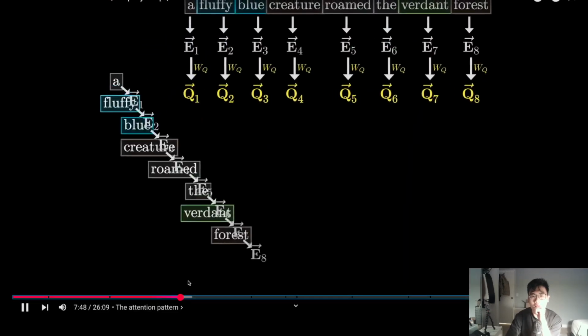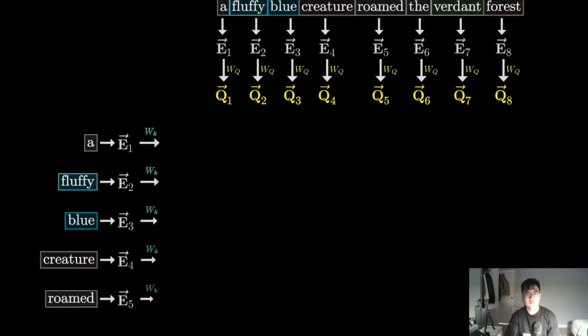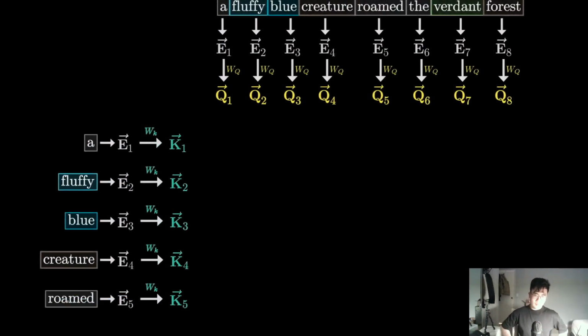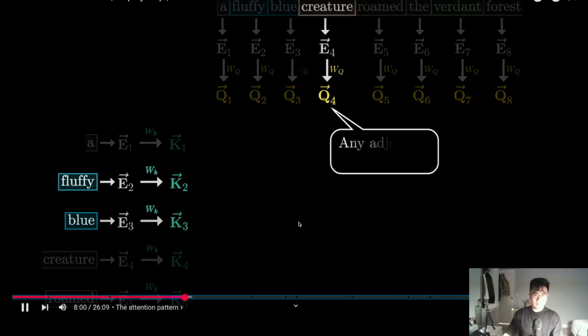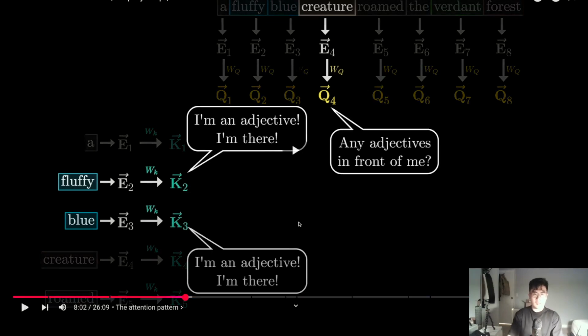At the same time, associated with this is a second matrix called the key matrix, which you also multiply by every one of the embeddings. This produces a second sequence of vectors that we call the keys. Conceptually, you want to think of the keys as potentially answering the queries.